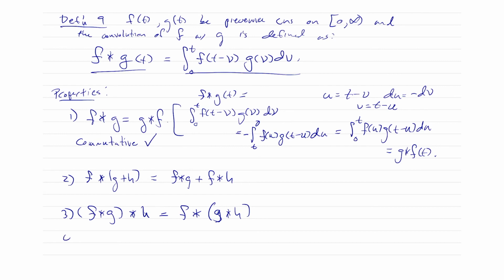And the last one is f star 0 is equal to 0. And that's pretty easy to see, because if g was 0 all the time, then this whole integral is 0. So no mystery there. The only thing I'm sort of leaving in the air is this associativity property.